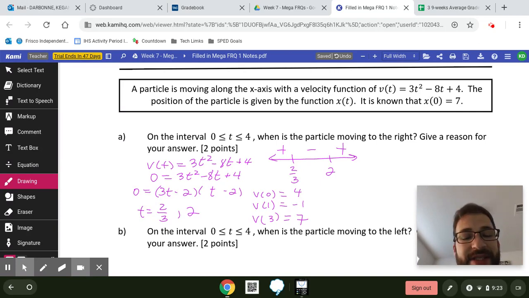So then let's answer our question. When is the particle moving to the right? Well, it's moving to the right anywhere we are positive. So negative infinity to 2/3 and 2 to infinity.